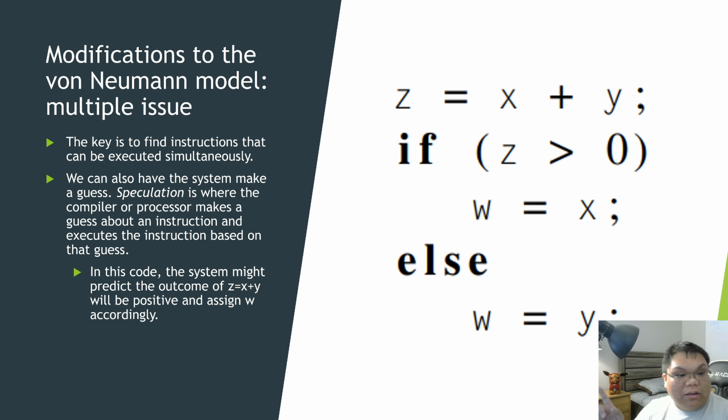Speculation is where the compiler or processor makes a guess about an instruction and then executes the instruction based off that guess. So, not so much doing both options at once, just picking one and hoping it's the right answer.